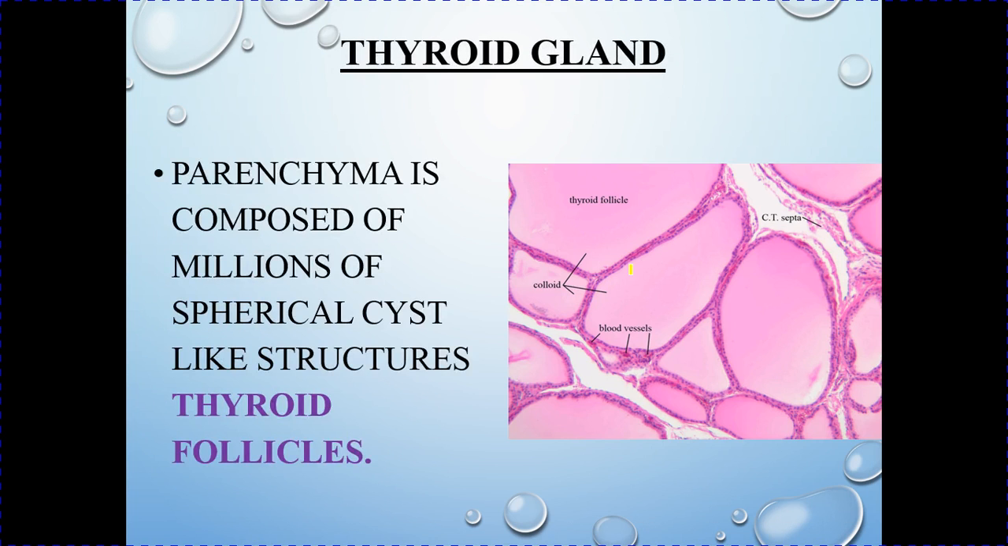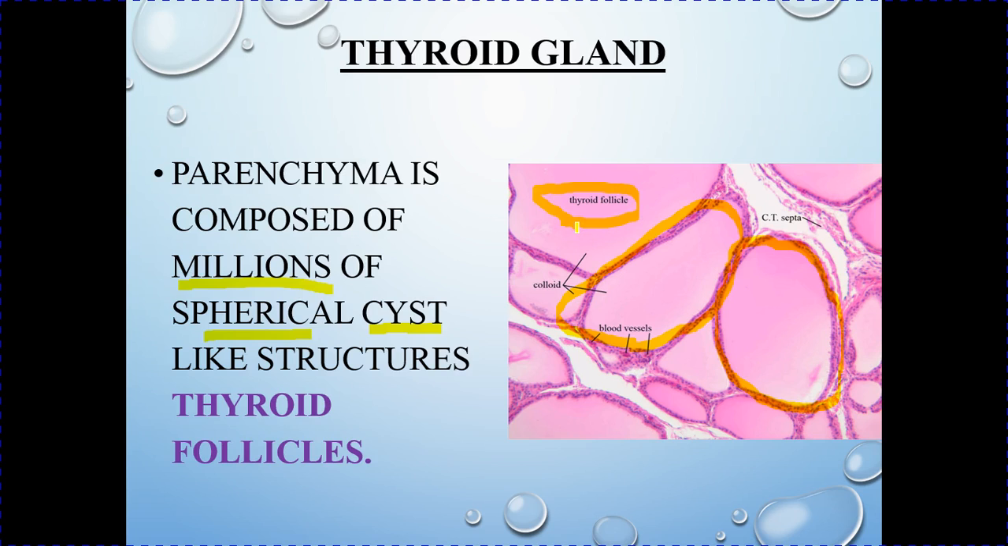Again, this is a histological image of the thyroid gland, and you can see on a higher magnification that the parenchyma is composed of millions of spherical cyst-like structures. You can see these are roughly spherical cyst-like structures. They are filled with a fluid, and these cyst-like structures are called the thyroid follicles. Yes, they are called thyroid follicles.